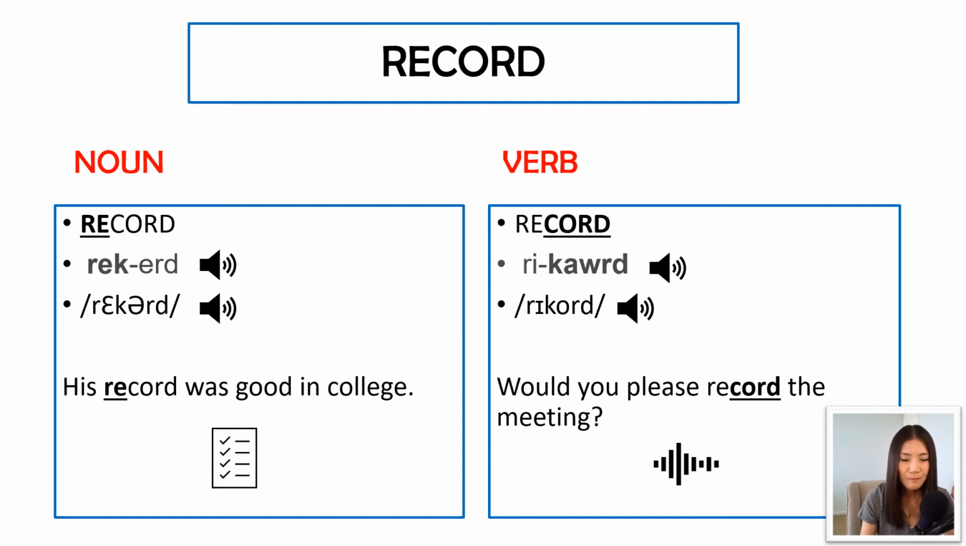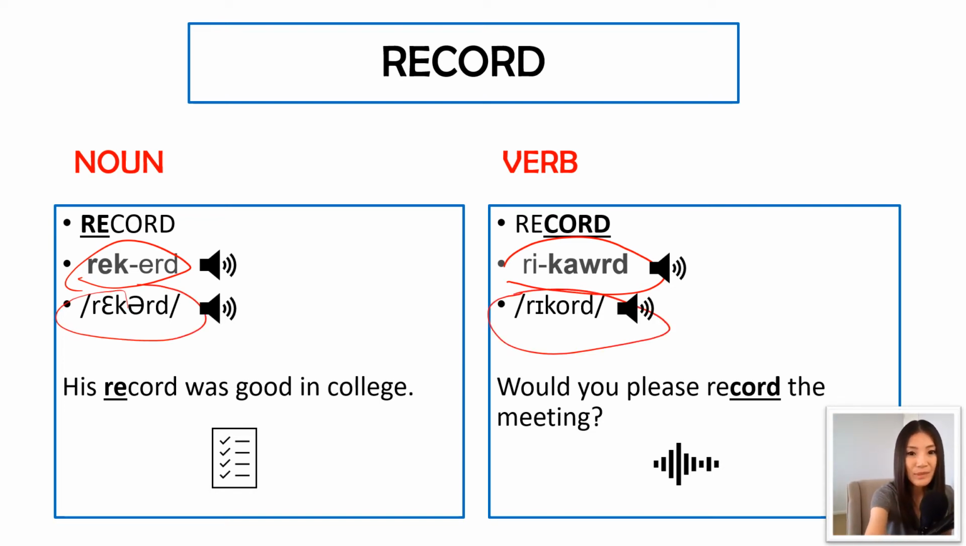The next word is record versus record. The noun is record. The first syllable is stressed. His record was good in college. On the right, it's a verb, record. Would you please record the meeting? It's record versus record. I also put phonetic spelling right here if you are familiar with that. If you are more familiar and comfortable with IPA, if you know these symbols, then that might be helpful.